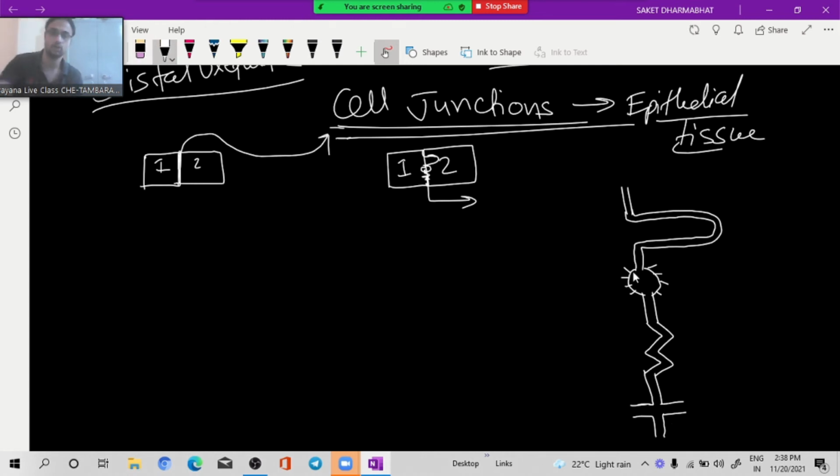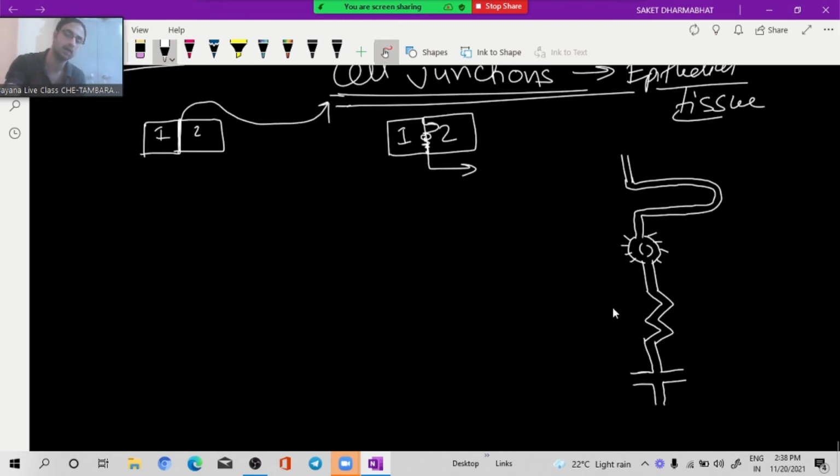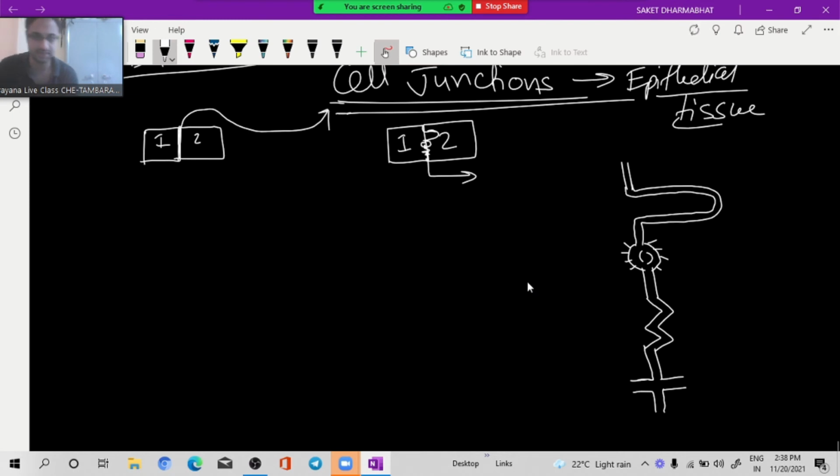Okay, actually the cell junction is looking like this. Now let's see how. Suppose this side cell number 1 is there, this side cell number 2 is there, and this is the common boundary. In this common boundary, this is the plasma membrane of cell number 1 and this is the plasma membrane of cell number 2. Now we will give the labelings.